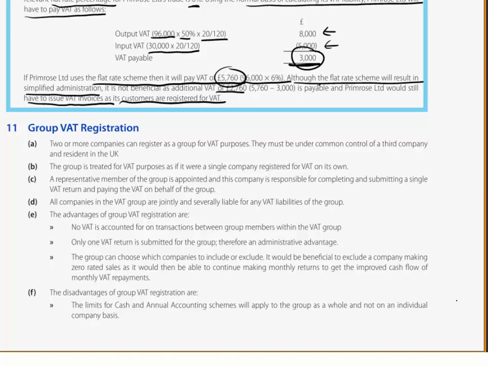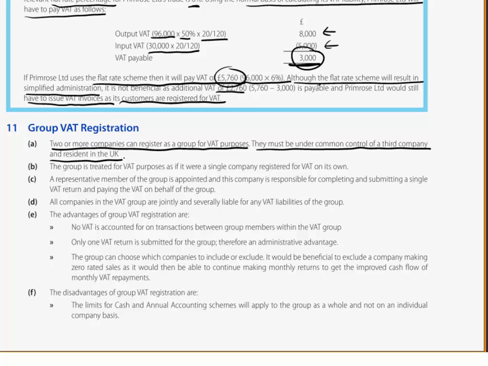Well, of course, we had the bare minimum level of share ownership here for group VAT registration to apply, a mere 51%, I should say, more than 50%. Two or more companies can register as a group for VAT purposes. They must be under common control of a third company and be resident in the UK. So as long as within the group you have at least 51% direct ownership there, then those companies will be eligible to join into a group VAT registration.